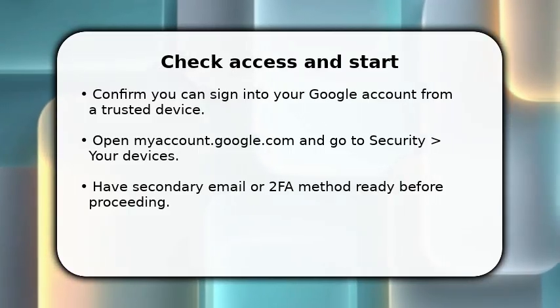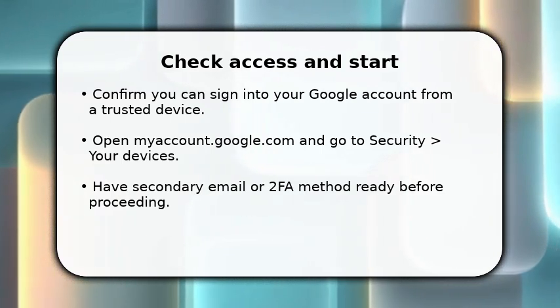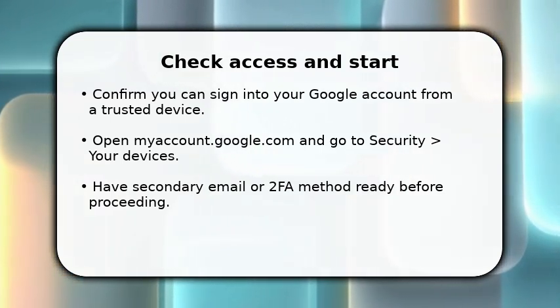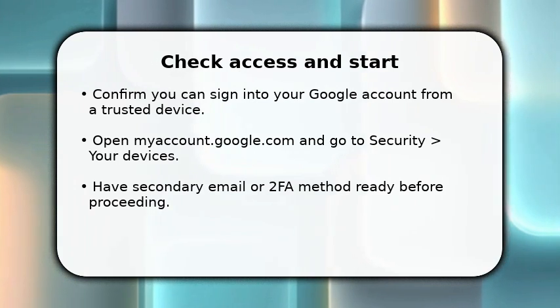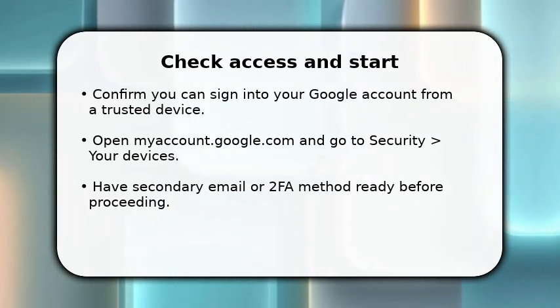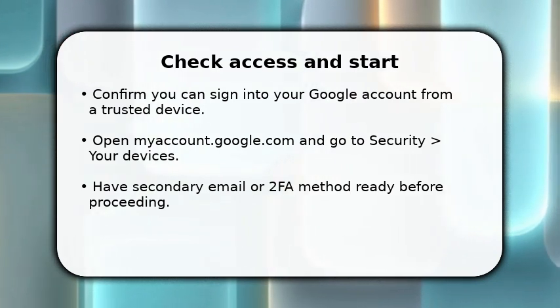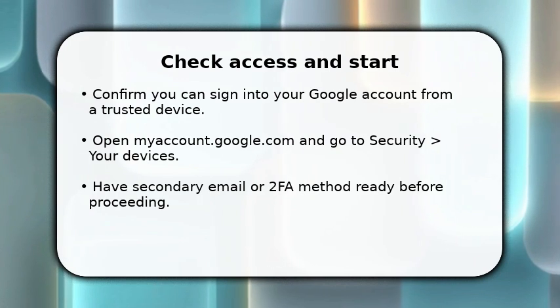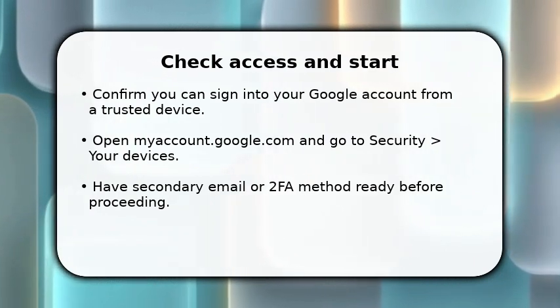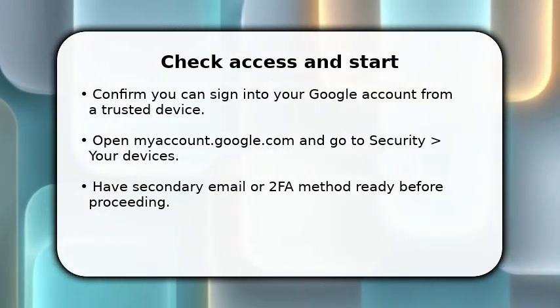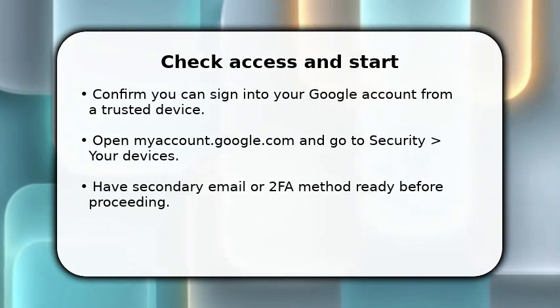You'll begin by verifying access and preparing recovery options. Sign into My Account on Google on a device you trust, then navigate to Security and open your devices to view active sessions. Once done, make sure your phone or backup email for two-factor authentication is available. This prevents lockout if Google prompts verification.